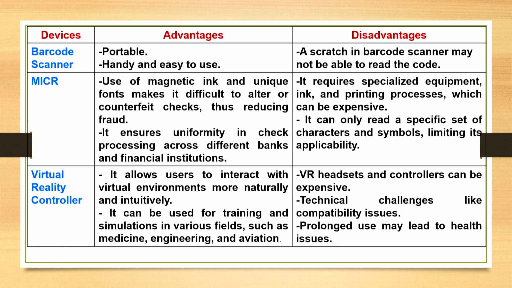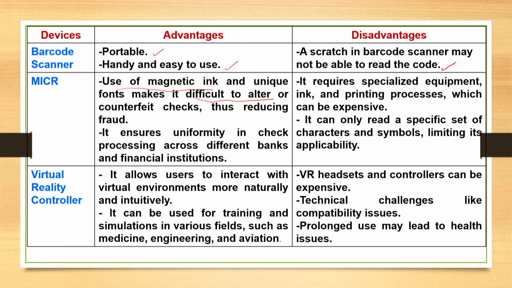Next, I will discuss barcode scanner, MICR and virtual reality controller. Next one is the barcode scanner, which is portable, handy and easy to use, but the disadvantage is that if any scratch occurs, then it is not able to read the code. Then MICR, which is mostly used in banks for reading checks, and it uses magnetic ink and unique fonts, which are difficult to alter or counterfeit. So, in that way it will reduce frauds.